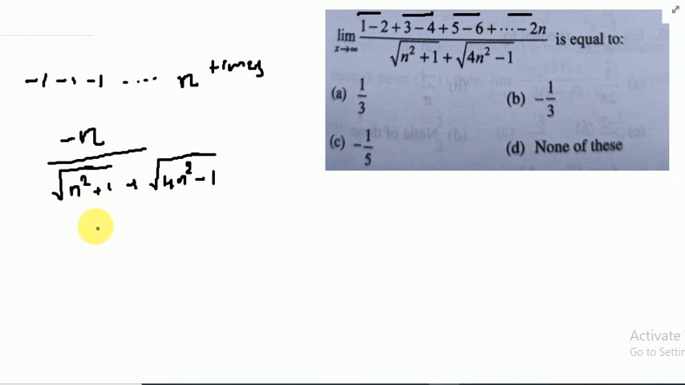Therefore, the coefficient of the highest degree term is minus 1 in the numerator, divided by root 1, because with this n square you have root 1, plus with this n square you have root 4. If you simplify this, it is minus 1 divided by 3, because here it is 2 plus 1. Hence, the answer will be minus 1 by 3. Option B. This is an important problem. So, very easily you can solve this.